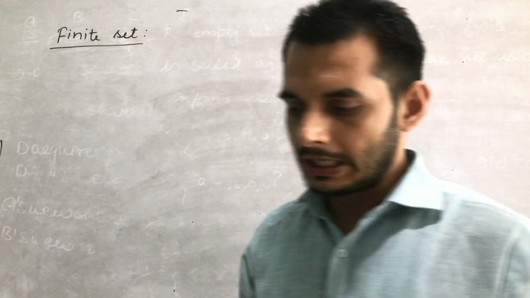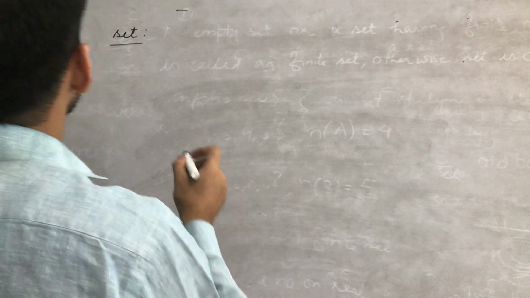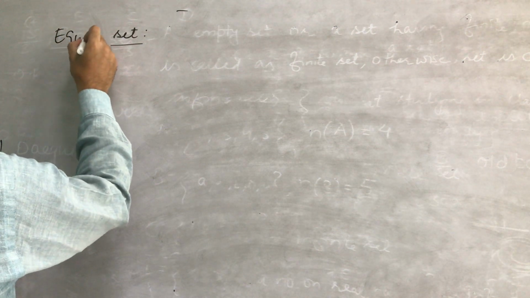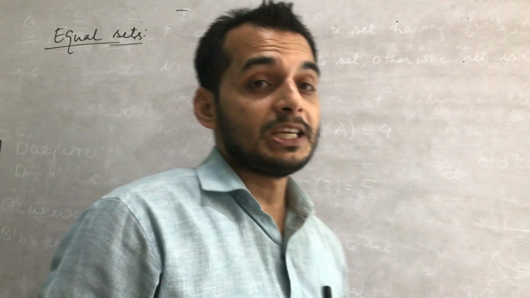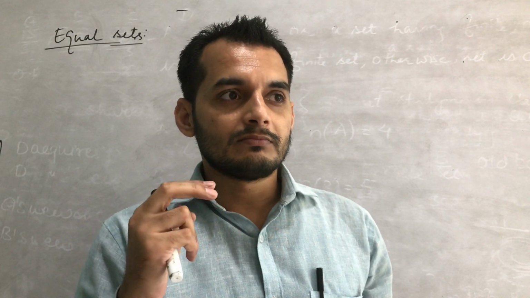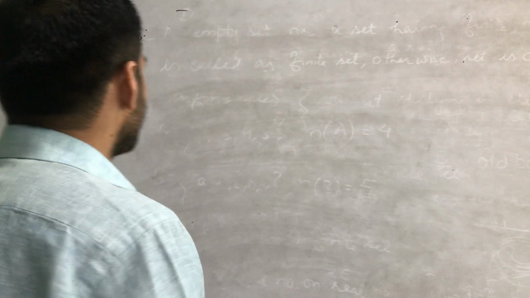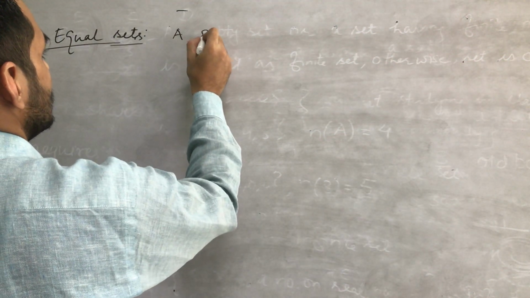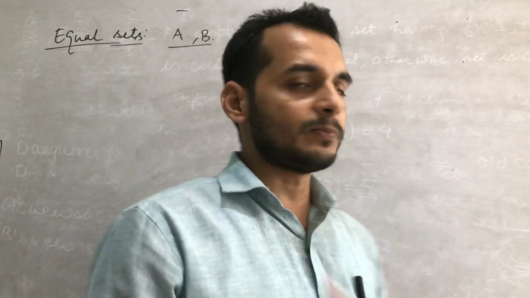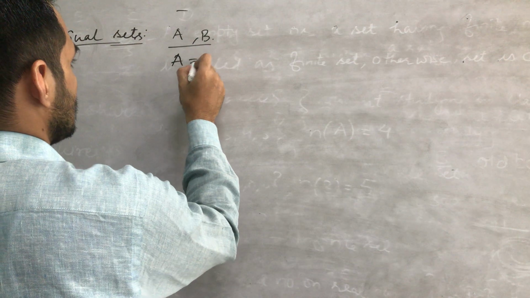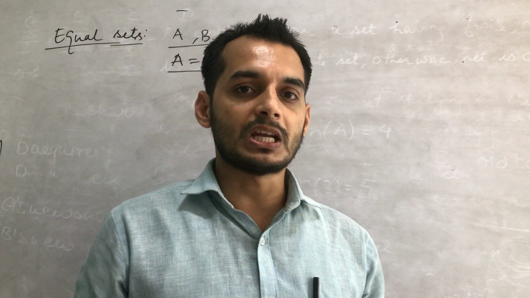Now the next topic is equal sets. Now again, as the name says, equal. So here we are talking about two sets which are equal. Let's say set A and set B. Okay. Now if I say that set A equals set B, what does it mean? Set A equals set B.